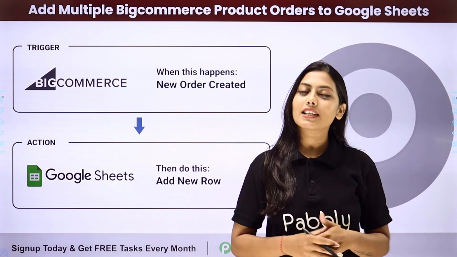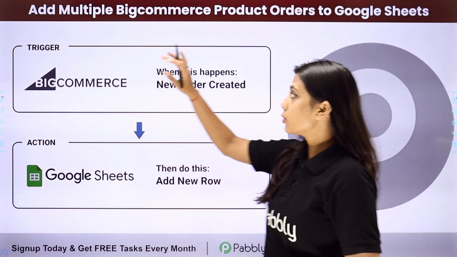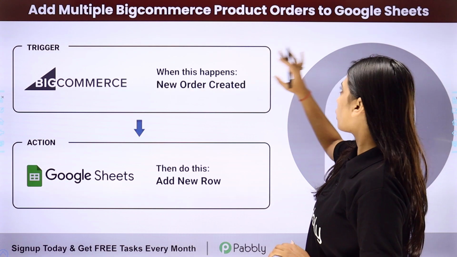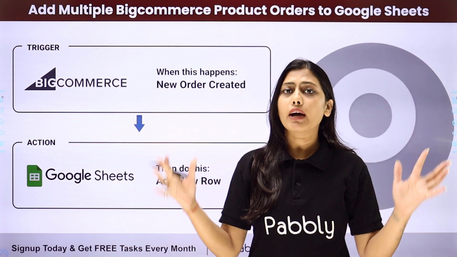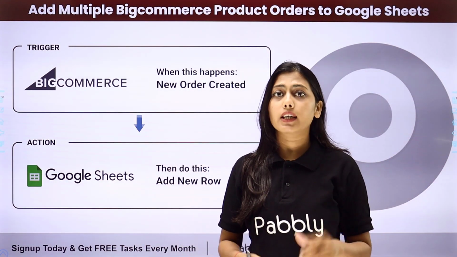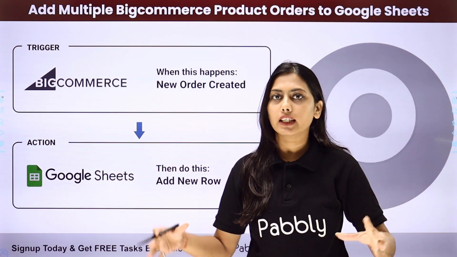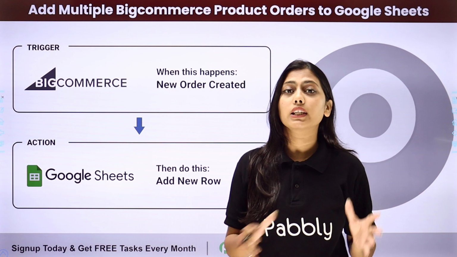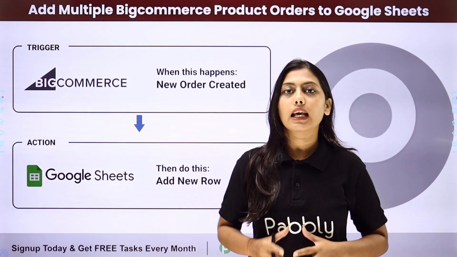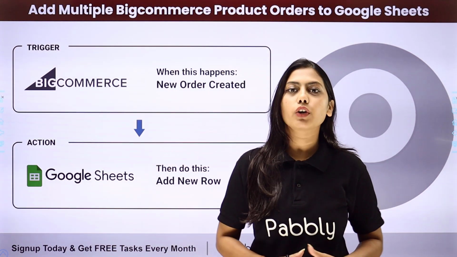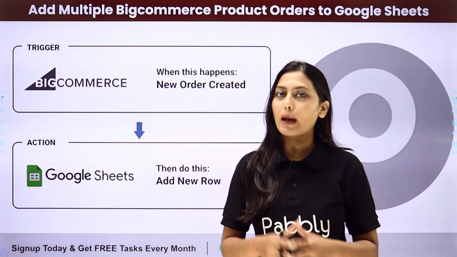Hello everyone, in this video we are going to learn how to add multiple Bigcommerce product orders to Google Sheet. Whenever you have a bulk order, which means that one order contains multiple products, and you want to add all those scattered product details to your Google Sheet along with the customer details, you can take help from this automation that we are going to learn how to create with the help of Pabbly Connect.